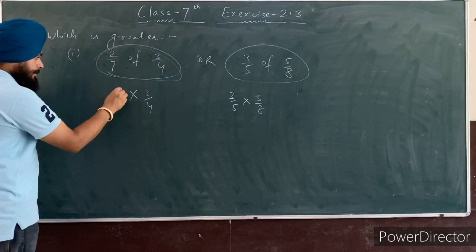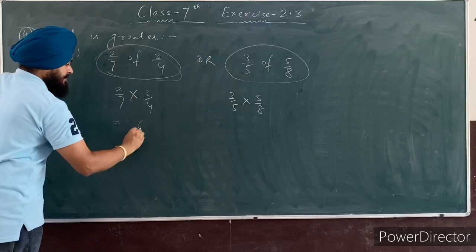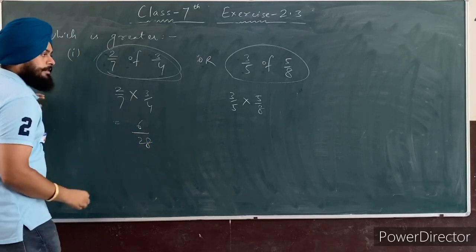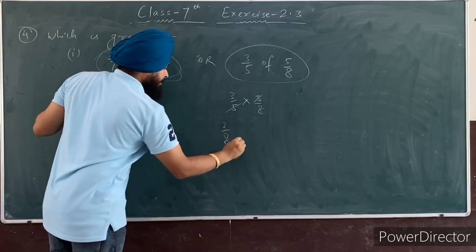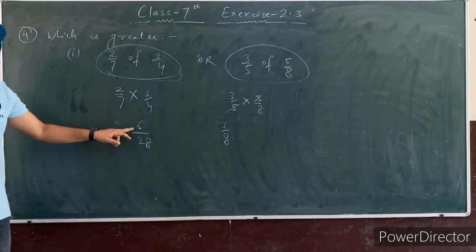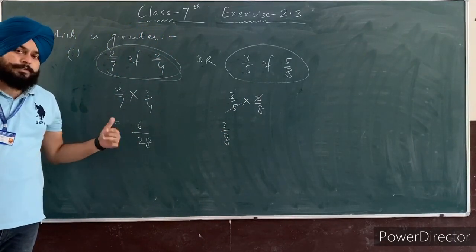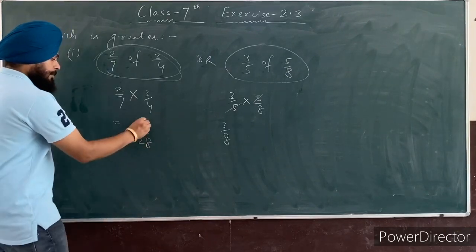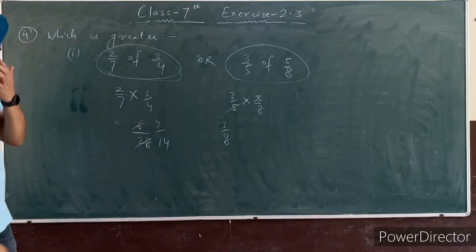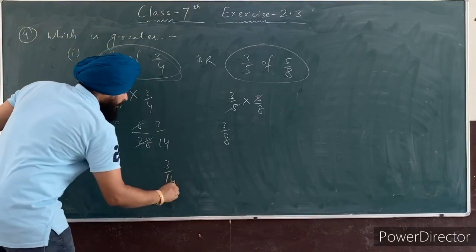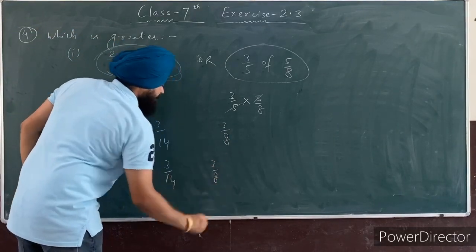So first, 2 3s are 6 and 7 4s are 28. In the second term, 5 and 5 cancel. So what will be left here? 3 by 8. So 6 by 28: check whether we can reduce something. Yes, in the table of 2. 2 3s are 6 and 2 14s are 28. So the first fraction is 3 by 14 and the second fraction is 3 by 8.